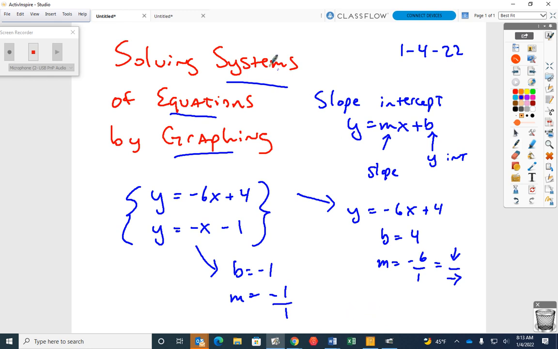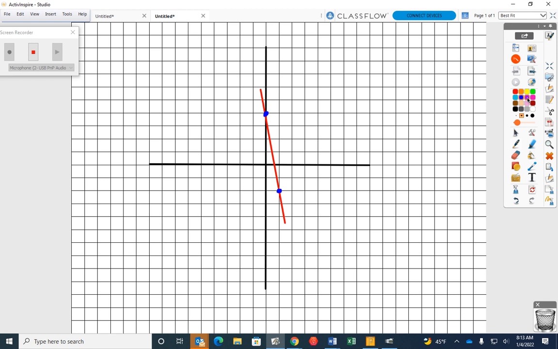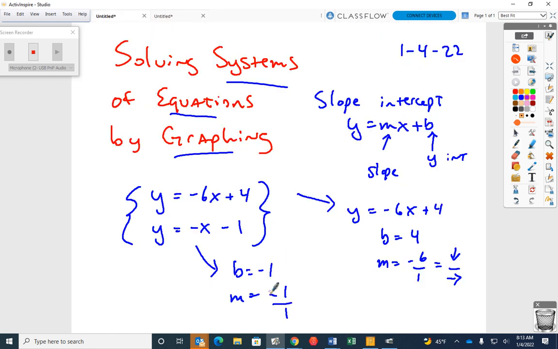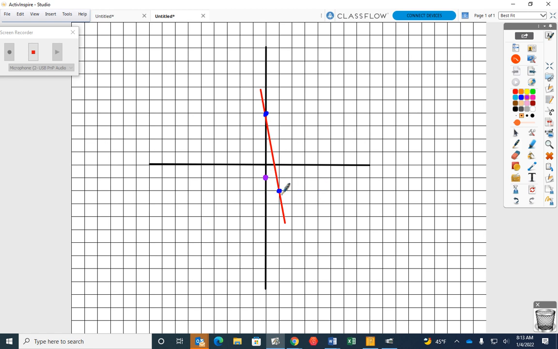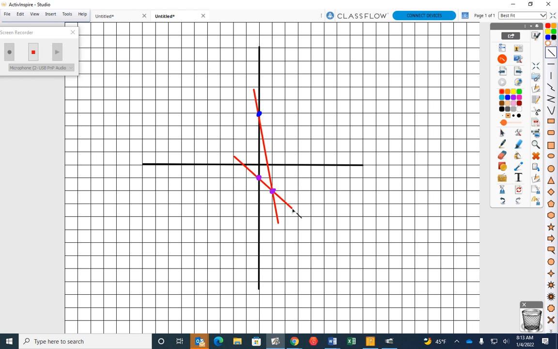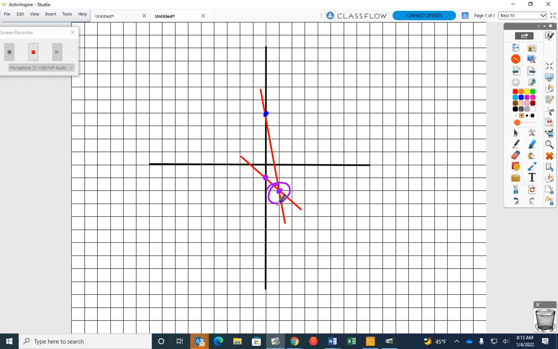Okay, where is -1 on the y-axis? Right here? Okay. And what was my slope? So that means I'm going to go down 1 and over 1, right? So from here I go down 1, over 1. Did those two intersect right there? Okay. So what I'm going to do is make my line. And this one actually intersects right there. That's where those two lines intersect.